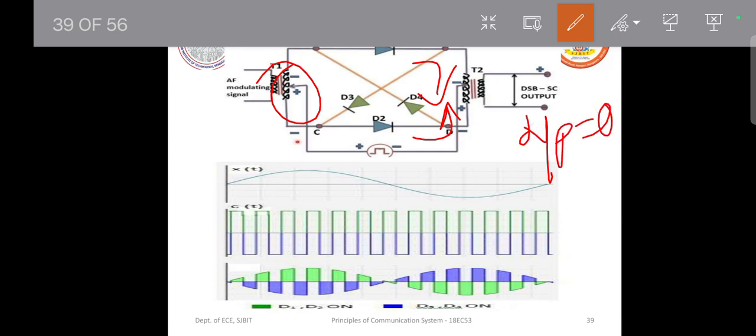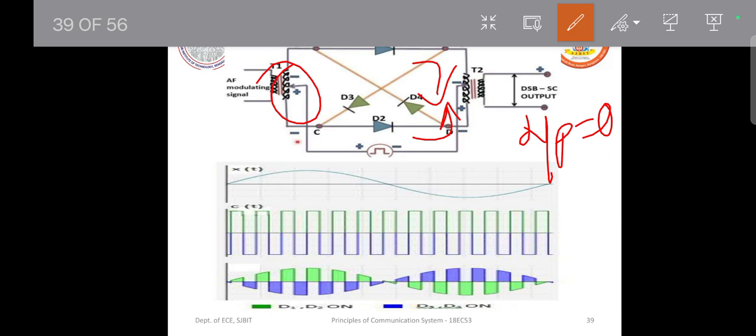Why? Because the current induced in the secondary winding of T2 will oppose each other, as the primary winding currents in T2 are in opposite directions. So the conclusion is, whenever there is no modulating signal, the output will always be 0 for a ring modulator, and that is how it should be. Because if there is no modulating signal at all, there should not be a carrier, and that is what we are claiming, that the carrier gets suppressed.